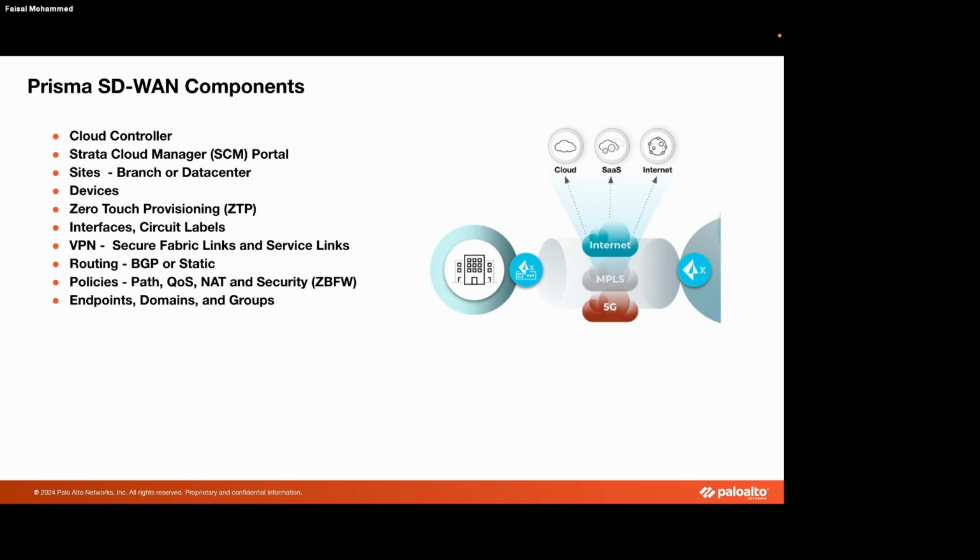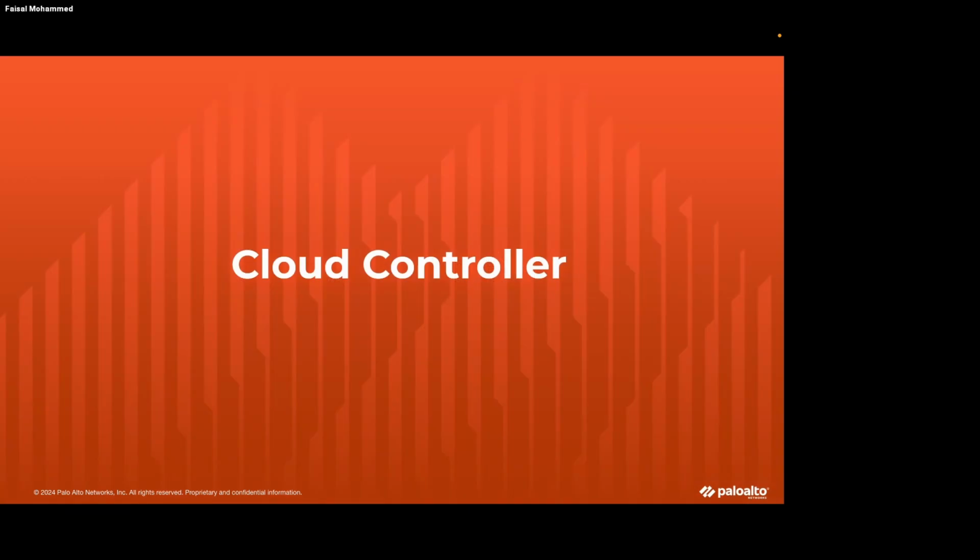The cloud controller, Strata Cloud Manager portal, the sites, branch or data center, devices, zero trust provisioning, interfaces, circuit tables, VPN, secure fabric link and service link, branch routing for BGP or static. In the new version, we do support OSPF, but for today's session, we are going to discuss BGP or static. Then policies, path, QoS, NAT, and security, endpoints, domains, and groups. These are the components which are part of Prisma SD-WAN, which work together and are essential to build your Prisma SD-WAN branch. So the cloud controller.